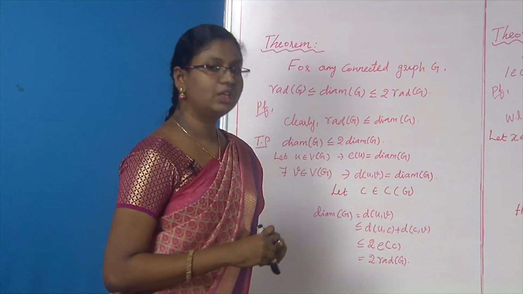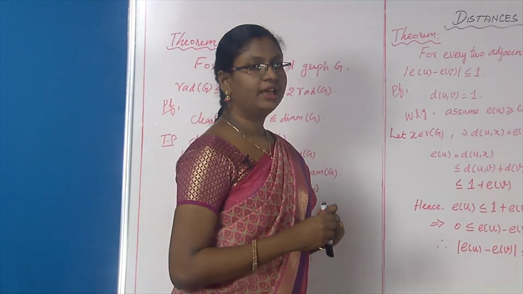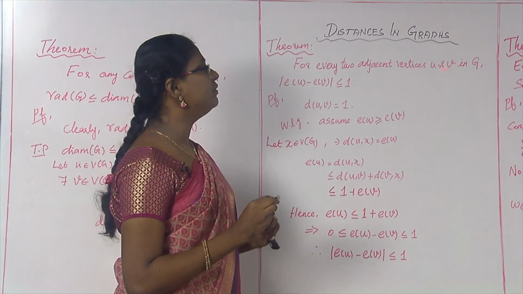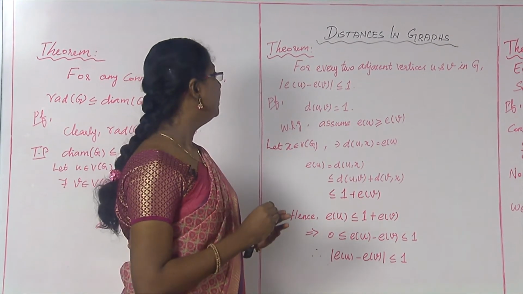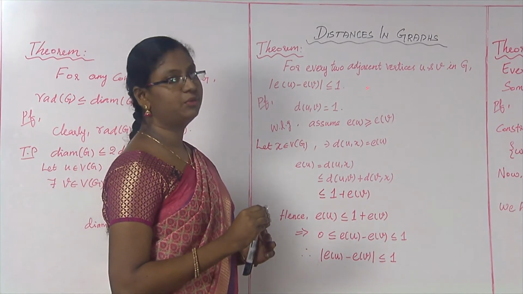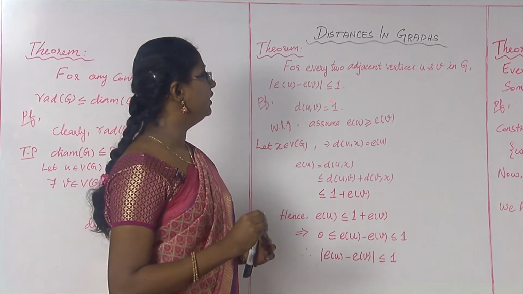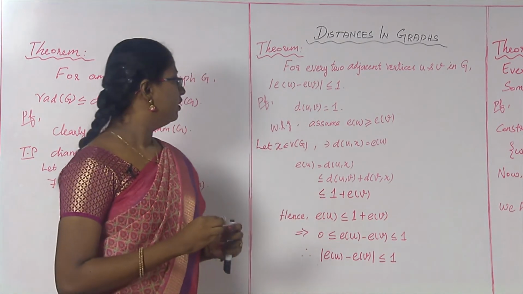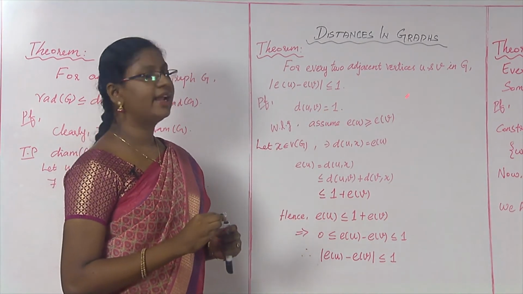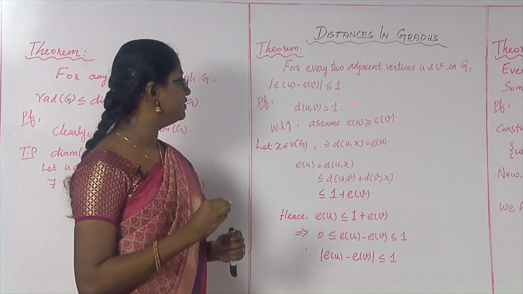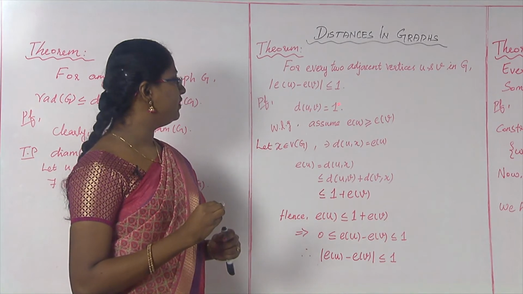So, now we will prove the next theorem, and that theorem tells us that for every two adjacent vertices u and v in a connected graph G, modulus of E of u minus E of v is less than or equal to 1. So, we are going to prove this here. This is true for every two adjacent vertices in a connected graph. Okay, so since u and v are adjacent, the distance between u and v is equal to 1. So, I have written the first line here, d of u comma v is equal to 1.